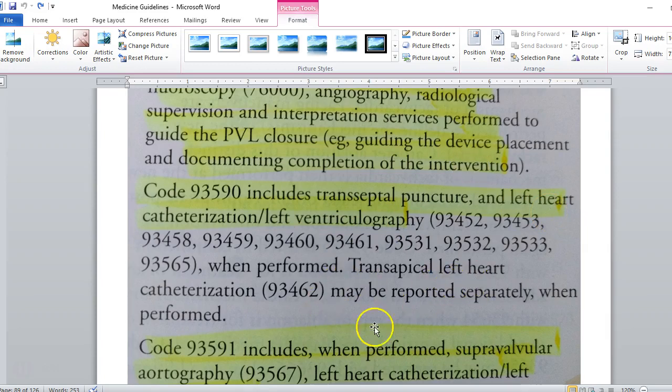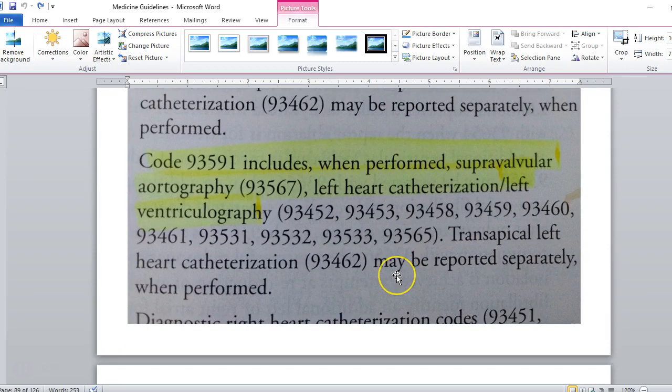And then the transapical left heart catheterization, 93462, may be reported separately when performed, because again, this is something that's not always performed with the left heart catheterization. It goes on to let us know, though, that code 93591 includes, when performed, supravalvular aortography, left heart catheterization, and left heart ventriculography. And yet again, the transapical left heart catheterization may be reported separately. So again, keep in mind what is included in these codes.